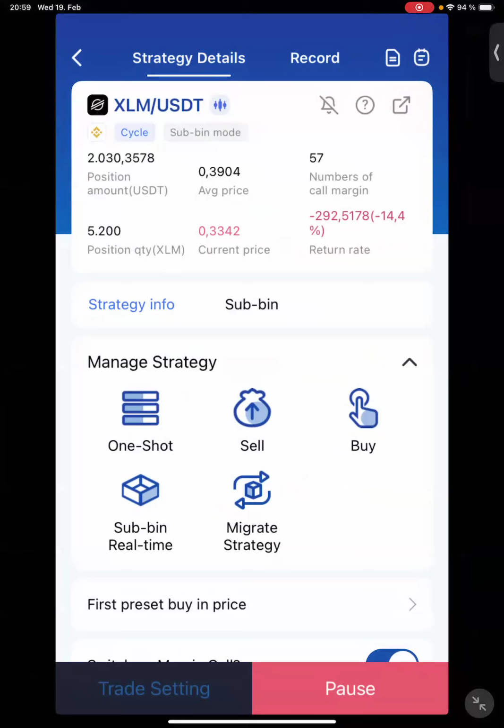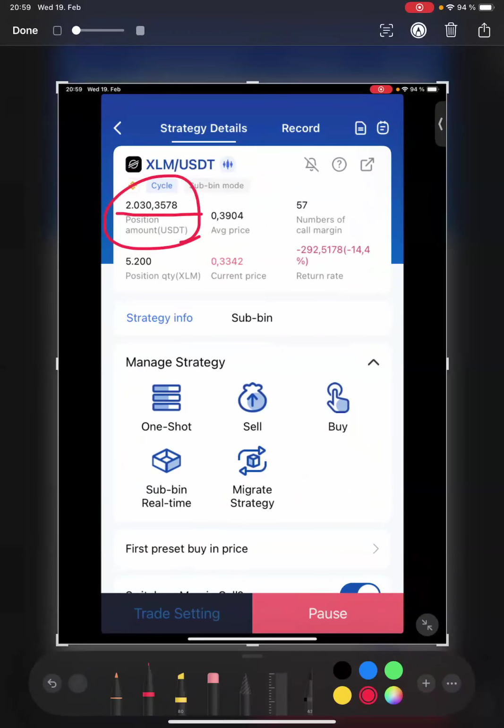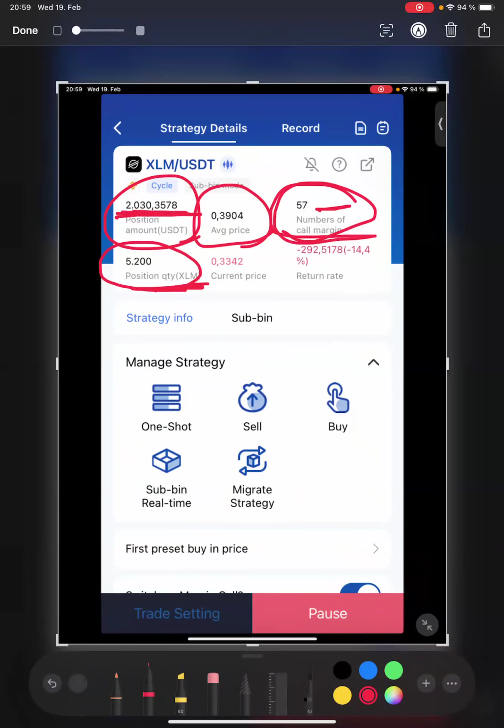Now, 2030. This is the amount of USDT invested in it. Then the average price, the average price at which it bought. Then 57 margin calls. It has already done 57 margin calls. Then the position quantity, that is the quantity of XLM this 2030 was able to buy. That is 5,200. Then we have the current price to be 0.3342.